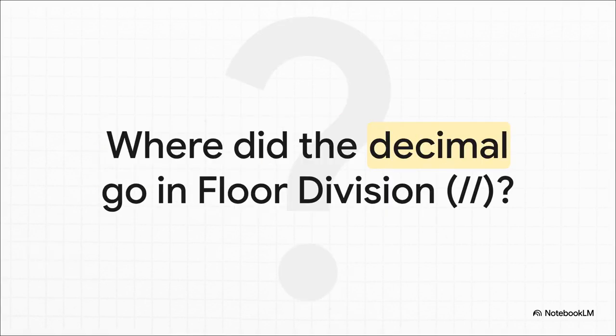Now here's a fun one, floor division, using the double forward slash. You might be wondering, wait, where did the decimal go? Well, that's the whole point. This tool intentionally chops off the decimal part of your division result, leaving you with a clean, whole integer. It is absolutely perfect for when you only care about whole numbers and just want to throw the rest away.